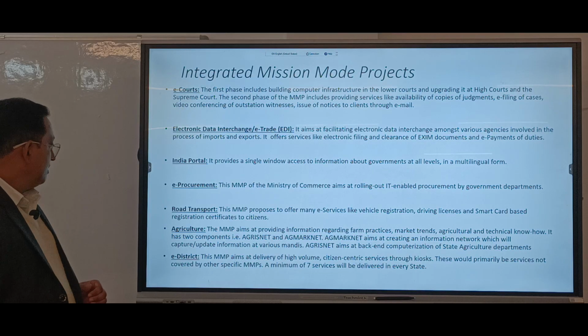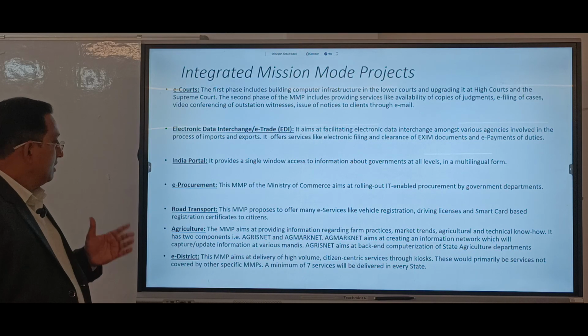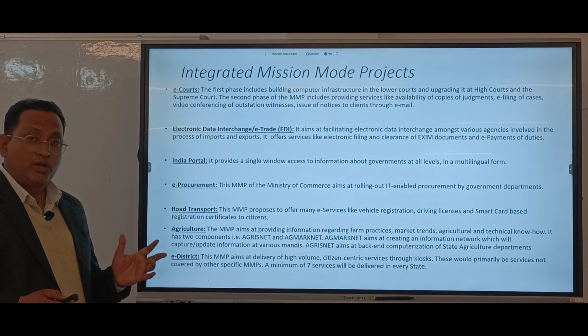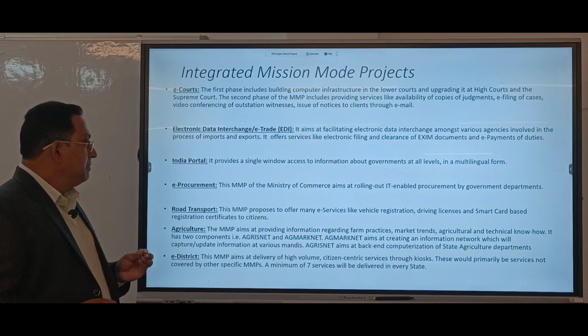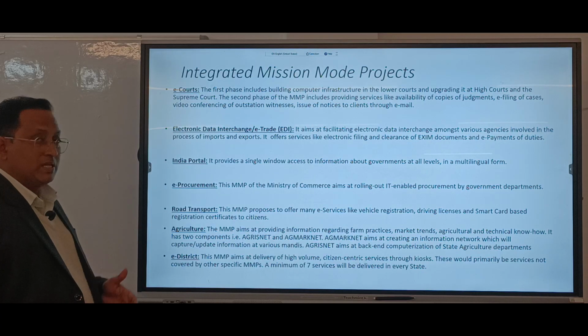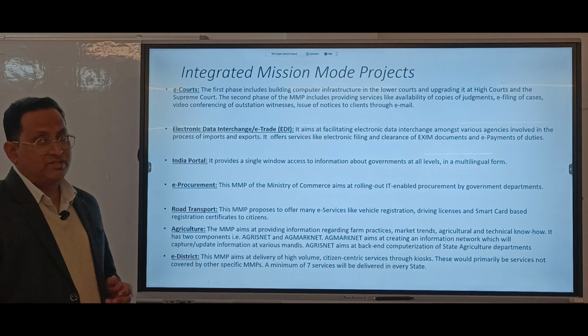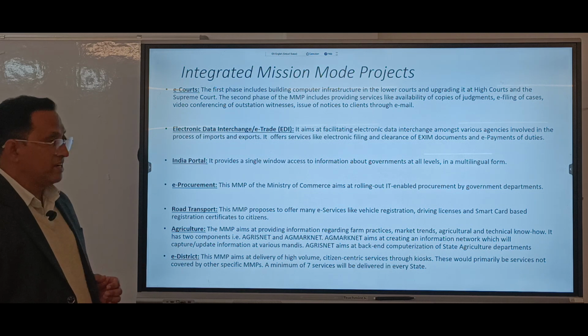E-District. This MMP aims at delivery of high volume citizen-centric services through the kiosk. This would primarily be services not covered by other specific MMPs. A minimum of 7 services will be delivered in every state. So this is all about the integrated MMPs.